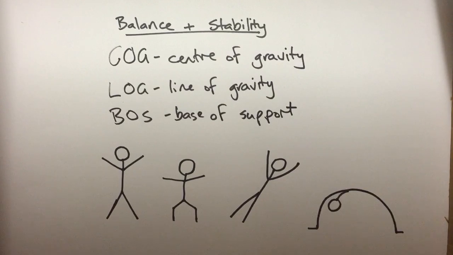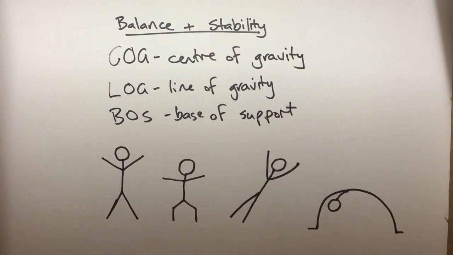Having a look at my 4 stick figures here, we're going to look at identifying where the centre of gravity is on each one. We're going to look at where their base of support is, and then we're going to relate the line of gravity to the base of support and the centre of gravity. So the first thing is to be able to identify the centre of gravity. You can do this in a couple of ways.